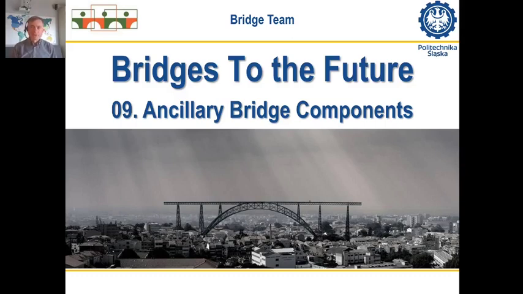The modern bridge is not only the structural elements themselves, such as spans, pillars, and abutments. There are also a lot of additional components that ensure the safety and comfort of users, as well as durability and reliability. It can be pavement, barriers, expansion joints, bearings, modern electronic monitoring systems, or even the so-called smart bridges.